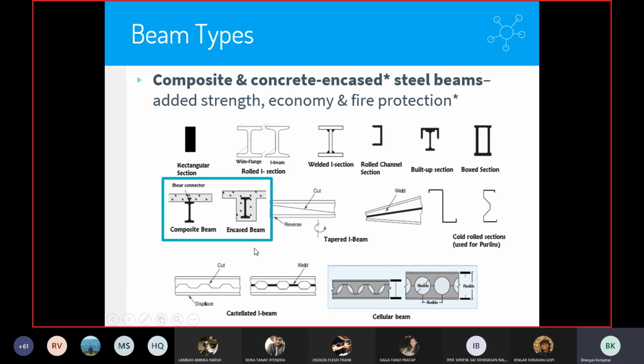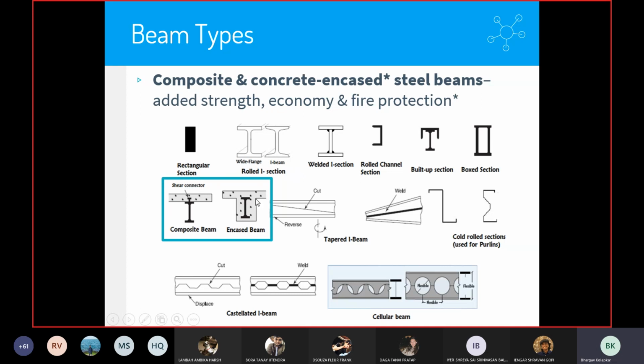Then the next option is if you want additional help from concrete. You could use a composite beam, wherein there's a composite action. The concrete is used only on the compression side because its key strength is compression. So you use concrete on the compression side and steel on the tension side, and this is a composite beam.